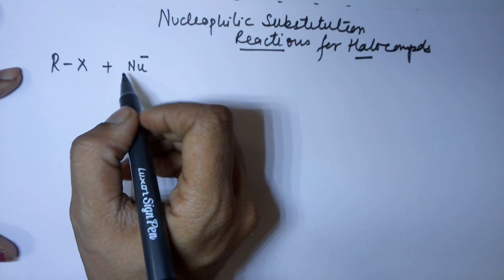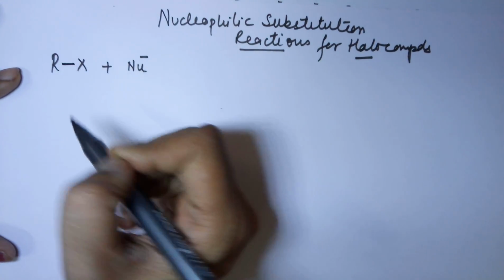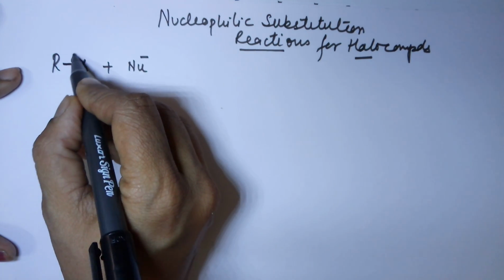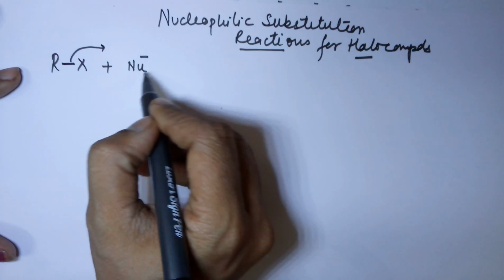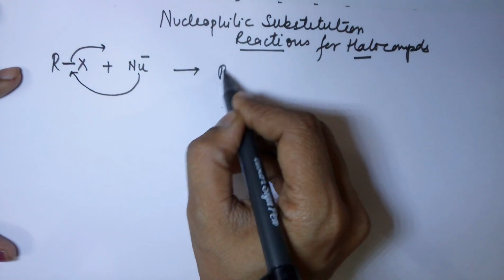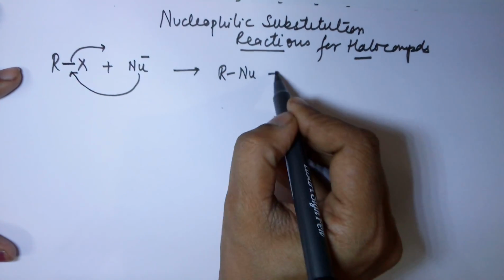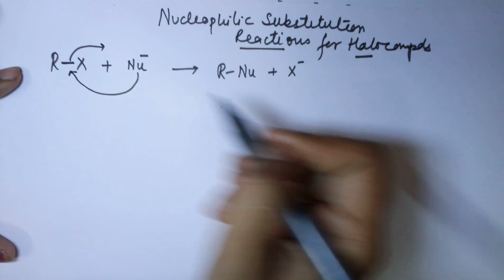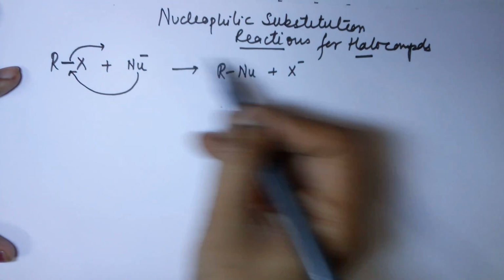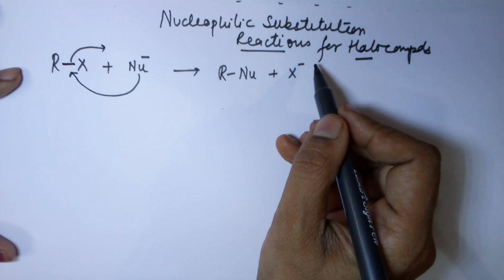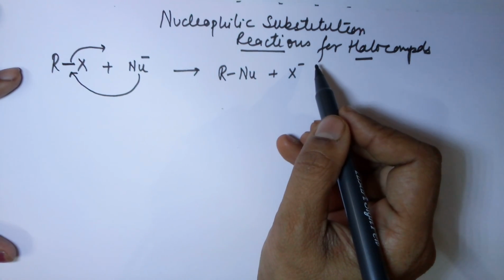For such a reaction, we very well know this bond has a single bond character because the carbon is sp3. This X leaves as X minus and the nucleophile attacks, leading to R bonded to the nucleophile, and the X negative is liberated. So you are substituting X minus with a nucleophile Nu minus. Such a reaction comes under the category of nucleophilic substitution reactions.